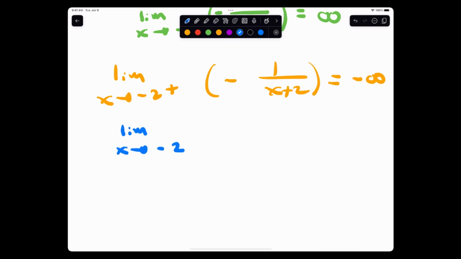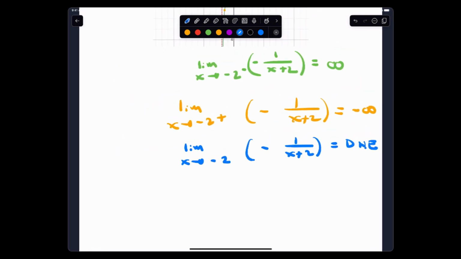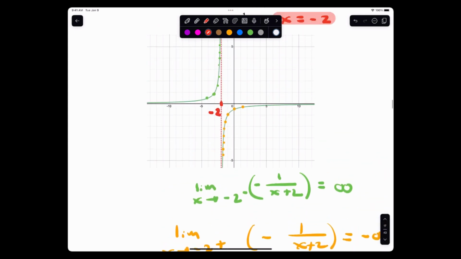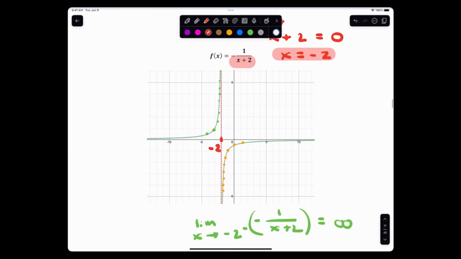Limit as x goes to -2 of -1 over x plus 2 now does not exist. And you might say, Mr. Judge, why does that answer not exist? Because both the left-handed limit and the right-handed limit are not the same answers. Okay, they're going to different places. So that's, again, a picture around a vertical asymptote, of a limit where it does not exist.